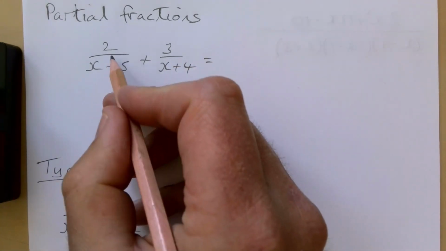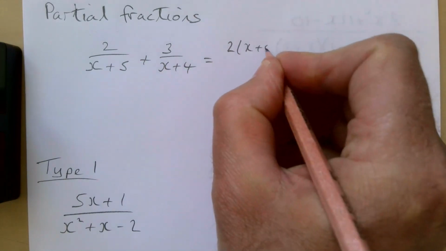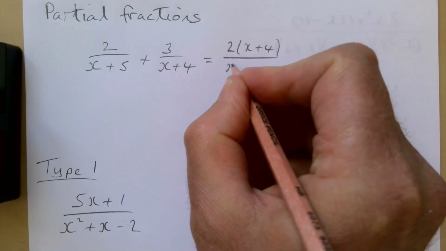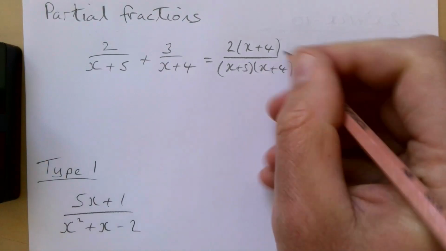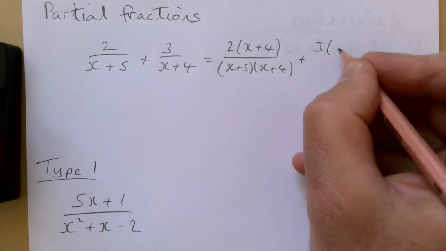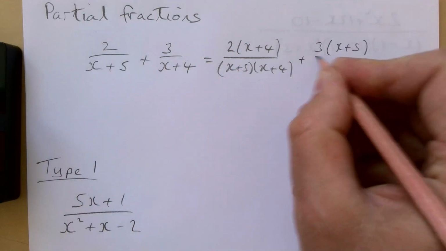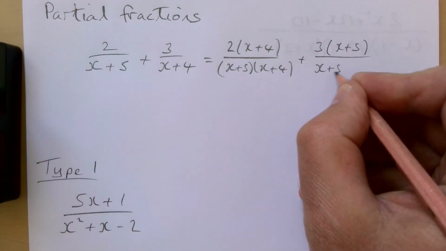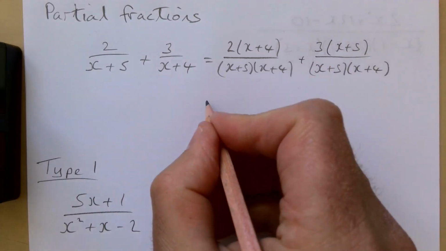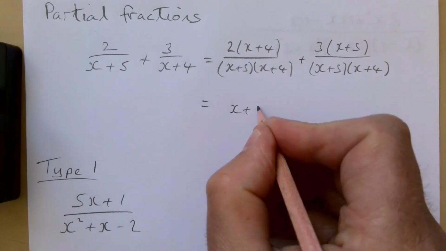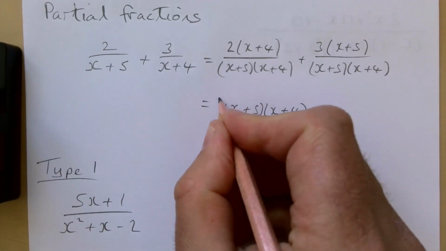We times top and bottom here by x plus 4, so it'll be 2 upon x plus 4 all over x plus 5, x plus 4, plus 3 upon, and times top and bottom of this one by x plus 5, all over x plus 5 and x plus 4. Joining the two together, we now have our common denominator, x plus 5, x plus 4.